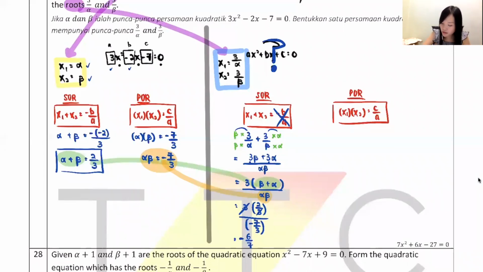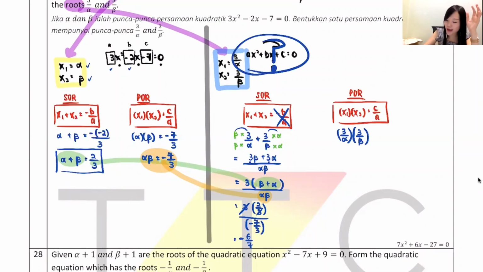Let's do POR now. So POR, x1, 3 over alpha times x2, 3 over beta equals to C over A. My C, don't know. My A, don't know. Don't go to the side and take their ABC and use. You don't know, then don't know lah. So isn't it? Don't force yourself.